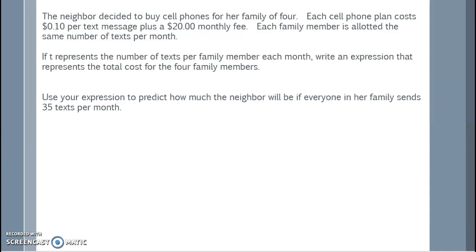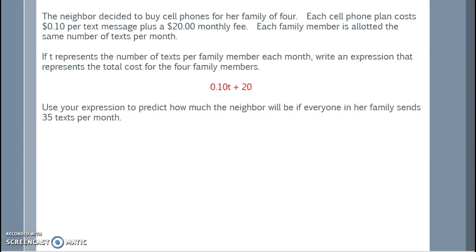The neighbor decided to buy cell phones for her family of 4. Each cell phone plan costs 10 cents per text message plus a $20 monthly fee. Each family member is allotted the same number of texts per month. If T represents the number of texts per family member each month, write an expression that represents the total cost for the family of 4. Use your expression to predict how much the neighbor's bill will be if everyone in her family sends 35 texts per month.